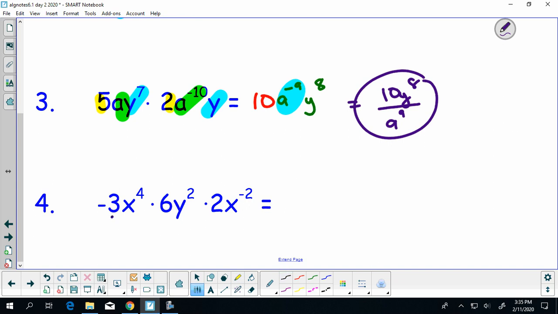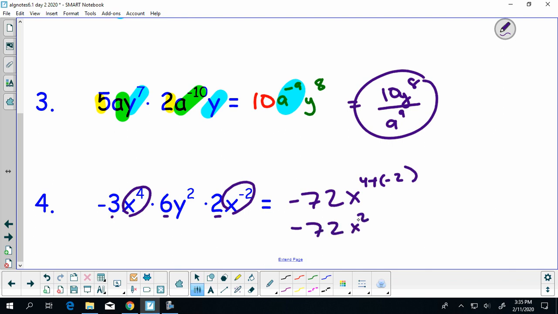Okay, same thing here. I'm multiplying negative 3, 6, and 2. So that's 24 times 3, so negative 72. And the two x's can be multiplied. They have the same base, so that's x to the 4 plus negative 2. So x to the 2nd for the x, and then the y doesn't have anybody to combine with. So this is my answer. Both of the exponents are positive, so they can stay in the numerator.